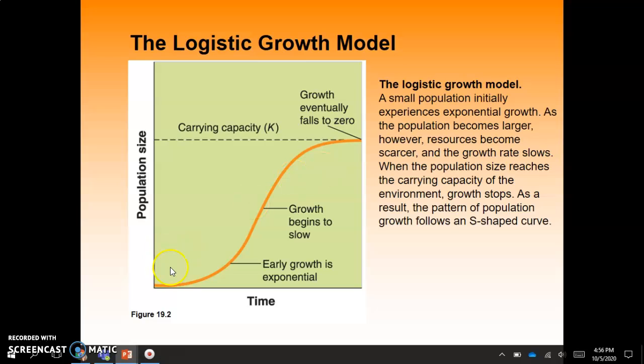And again, this is an S-shaped curve. And the difference between this and the exponential curve is that the exponential curve just keeps going. It's J-shaped. And then the logistic growth model cuts off at the carrying capacity. So it is S-shaped.